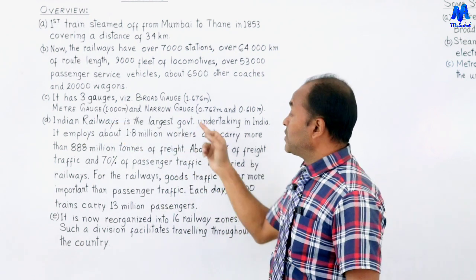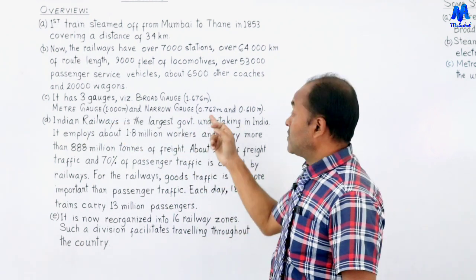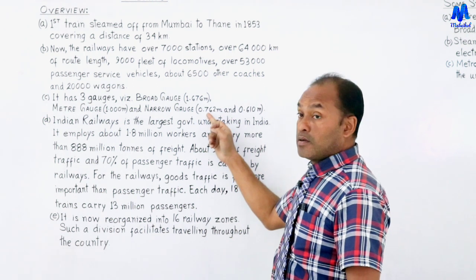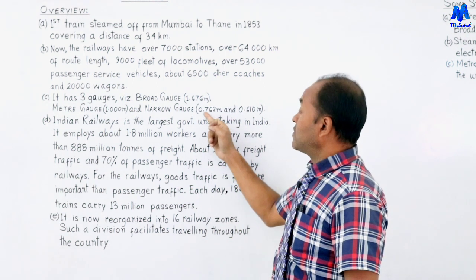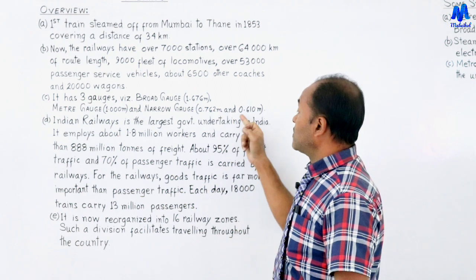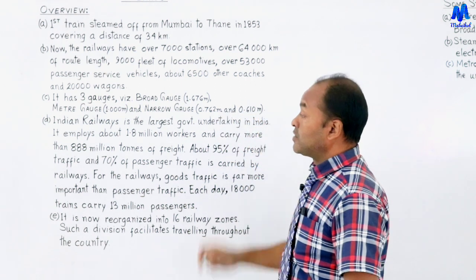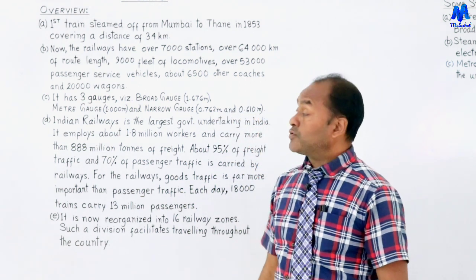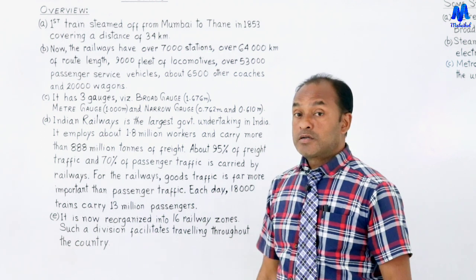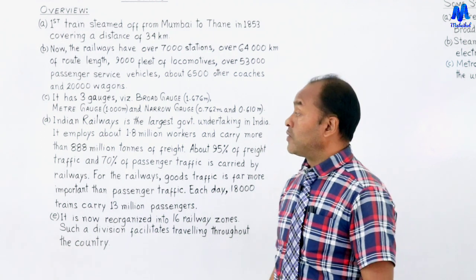And for the narrow gauge, we have 2 kinds. The first one is 0.762 meter, and the second one is 0.610 meter. So these 3 types of gauges are still in use in Indian railways.